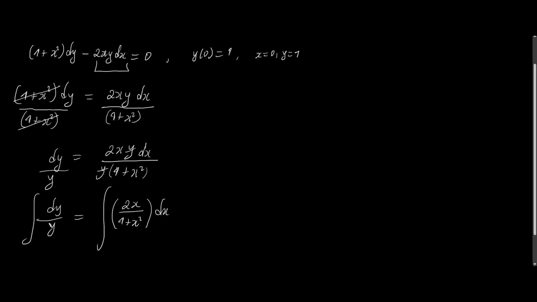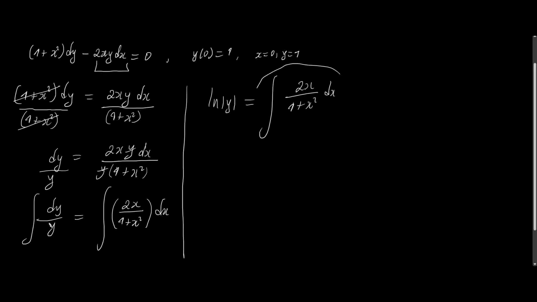So we take our integral on both sides. Once we take our integral on both sides, we solve our differential equation. On the left hand side, we already saw this earlier. This is simply the ln of the absolute value of y, equal to the integral of 2x over 1 plus x squared dx. The integral of this is simply the ln of the absolute value of 1 plus x squared. Again, there are so many methods you can use to solve this.